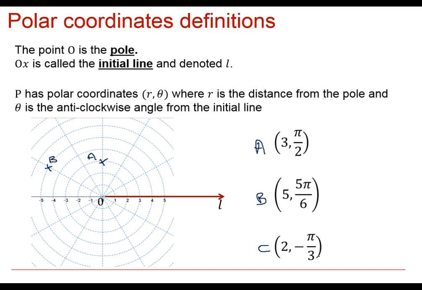Now point C, we want to move through an angle of minus pi by 3. That means we're going to be going in the clockwise direction, and we need to move onto this line here. That needs to be a distance of 2 from the pole. So this is the point C.